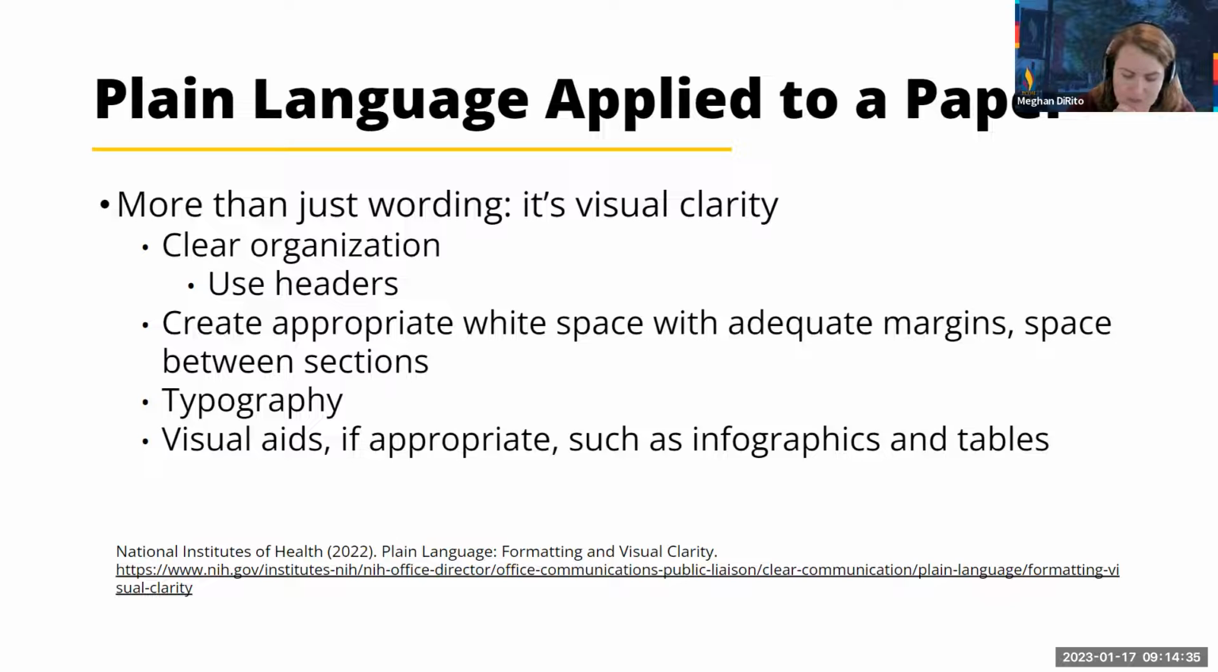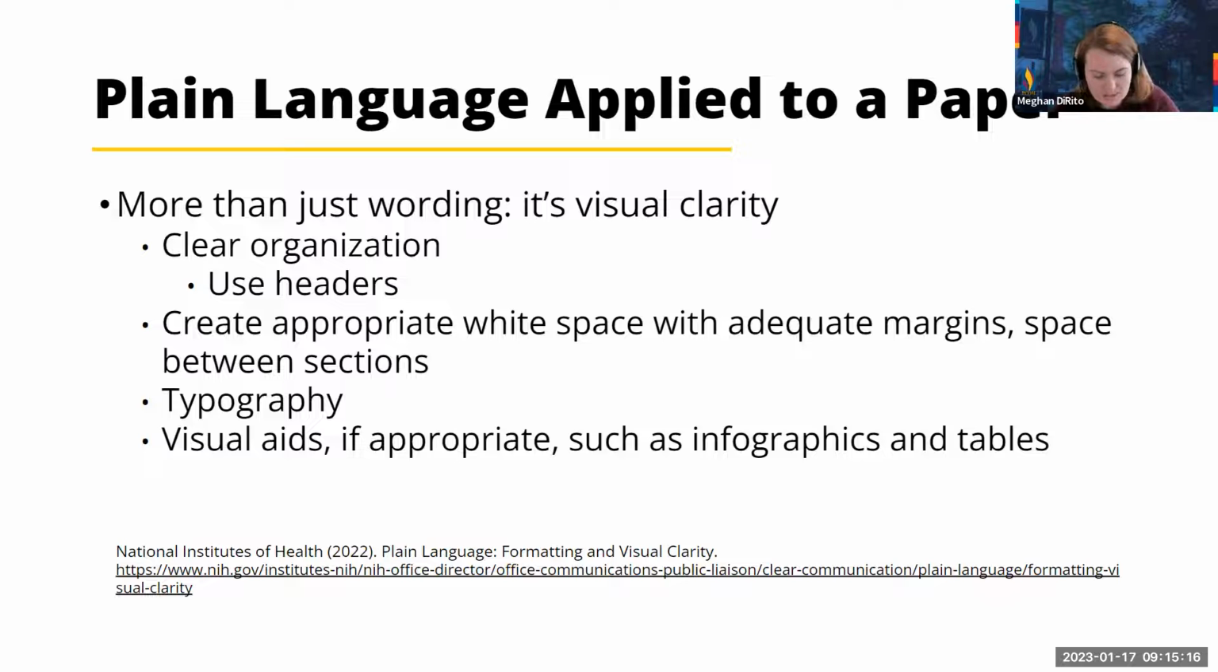In longer documents, you may think about adding a table of contents at the beginning too. Headings and table of contents improve readability because they make your content less intimidating by dividing it into chunks. One other thing you can do is create appropriate white space with adequate margins and spaces between sections. White space in your documents breaks up your text, also making it easier to understand. And also going back to headers, using headers also creates white space, which is important.